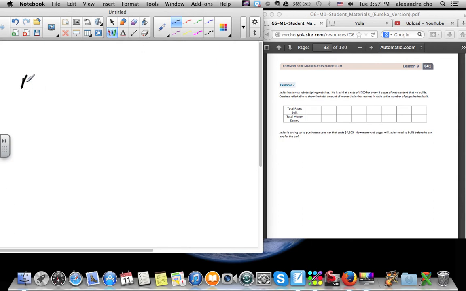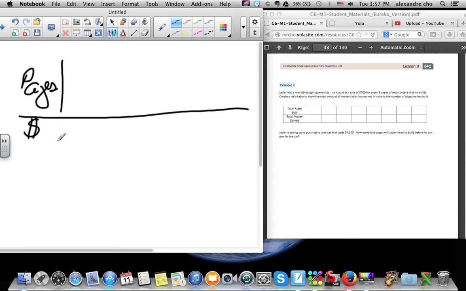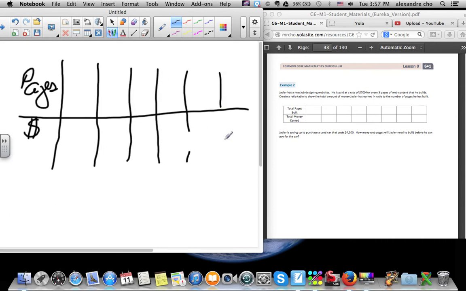Here's the pages, and here's the money. Okay, and we're going to go sideways. No different. Okay, only mine is definitely uglier and more crooked, but nevertheless. Look at fish. Well, anyways, so let's write our initial ratio. The one ratio we know is that if he does 3 pages, he gets $700.